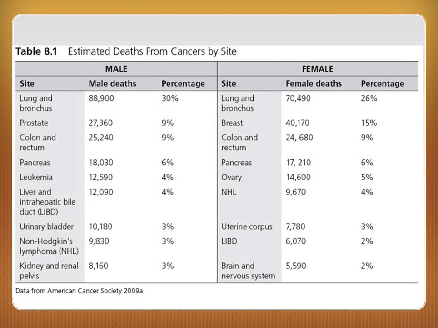The estimated deaths from cancers by site and gender in 2009 for the United States are shown in this table. In detail, lung and bronchus is the most frequent cause of cancer death for both males and females. Prostate cancer is the second most common in males, while breast cancer is the second most common in females. Globally, cancer killed an estimated 7.6 million people in 2007, and the number is expected to increase to 17.5 million as a result of the growth and aging of the world's population.